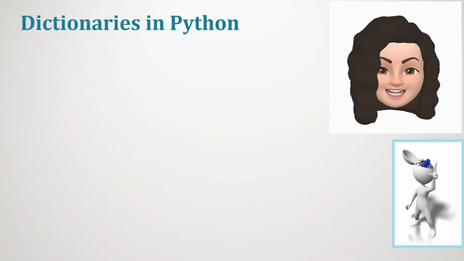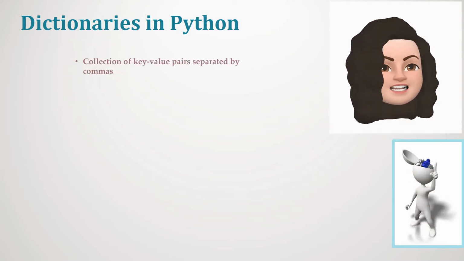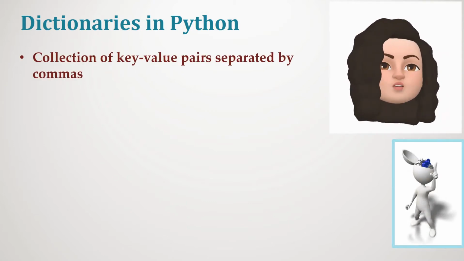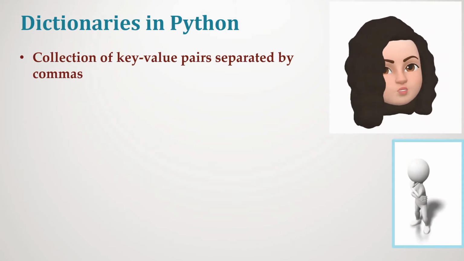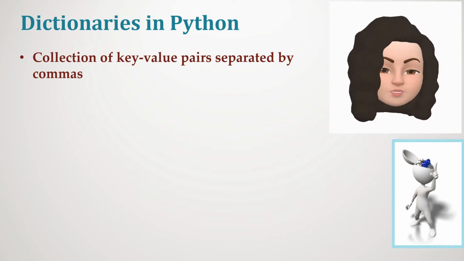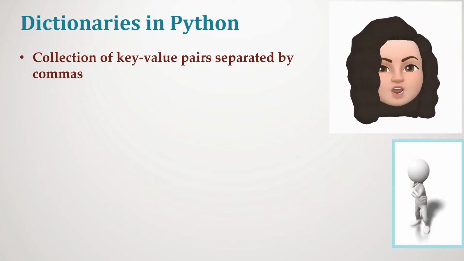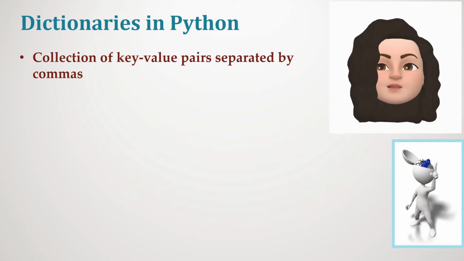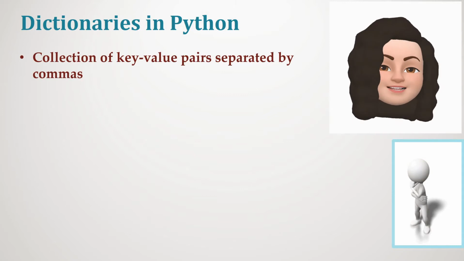Dictionary is a collection of key value pairs. That means it consists of only pairs of values. Each pair will have two values. That is, one is the key and you have to put a colon, then the value. And these pairs should be separated by comma. And all these pairs should be enclosed within curly brackets.